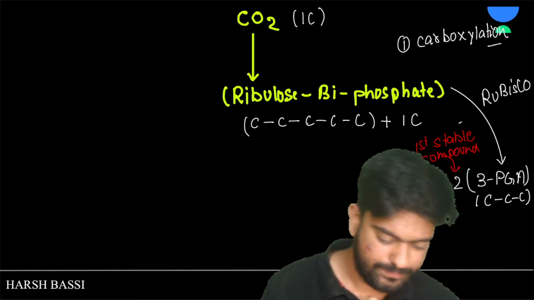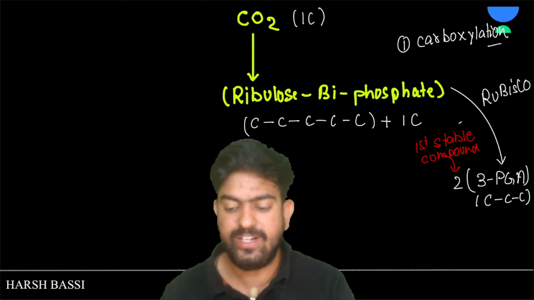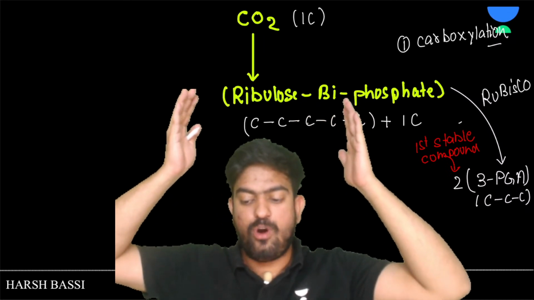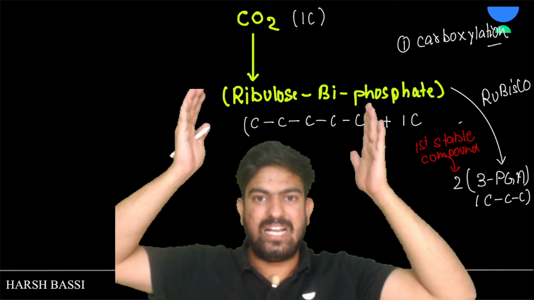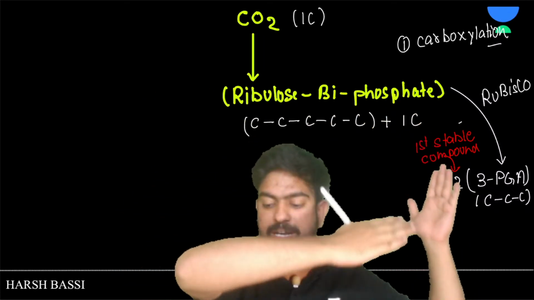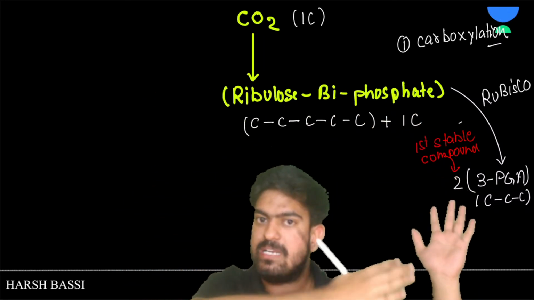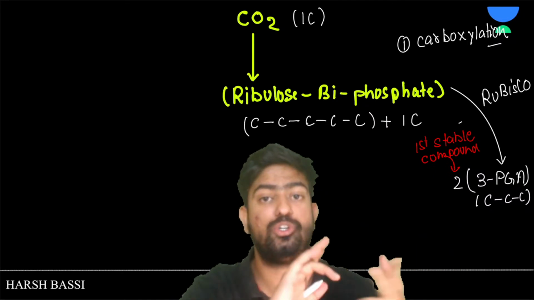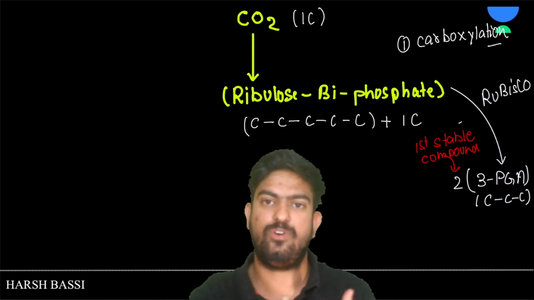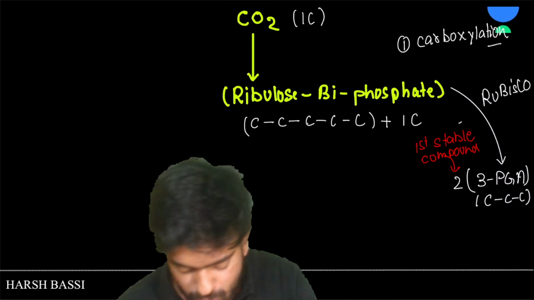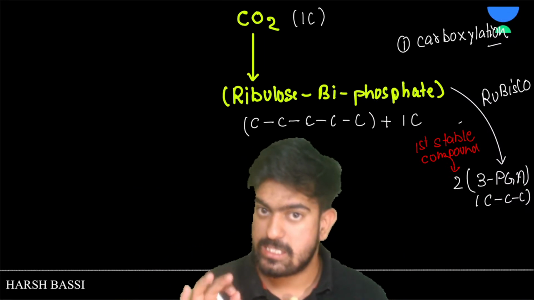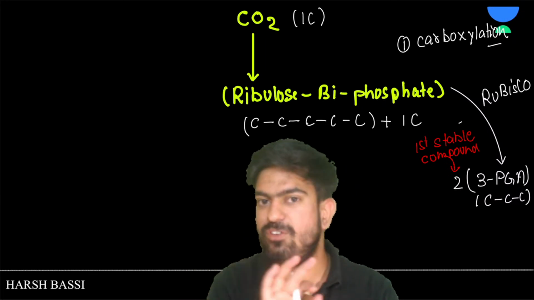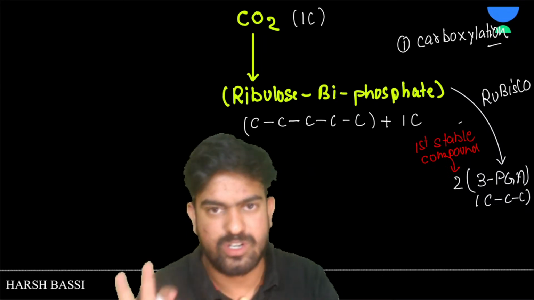Great, sir. So, till now, what have we done? CO2 came, joined with RuBP, and formed a 6 carbon compound which was unstable, and then it formed 3-PGA, which was the first stable compound. 3-PGA is a 3 carbon compound. 2 molecules of 3-PGA are formed, total 6 carbons. Yes or no? Okay, sir. Now what, guys? See, to do this, there was no ATP and NADPH, nothing was required till now.